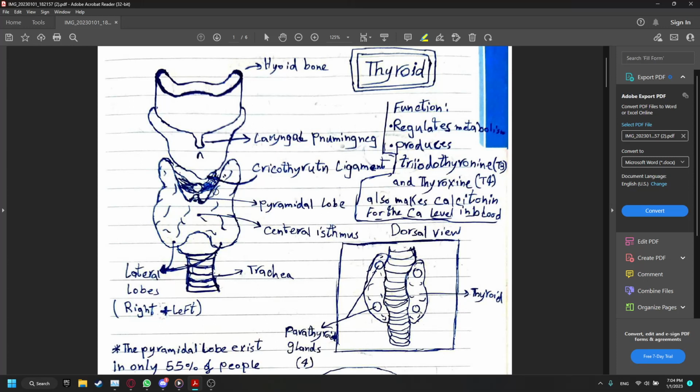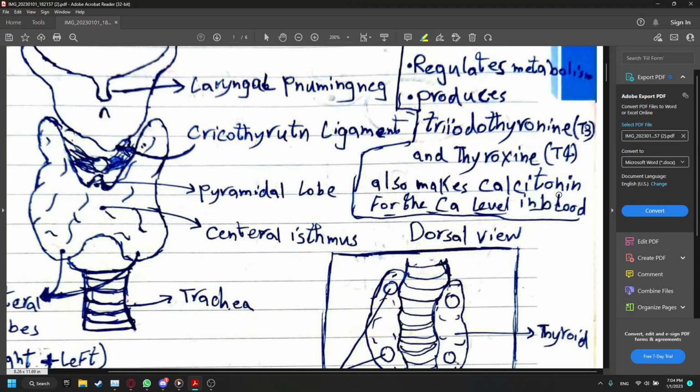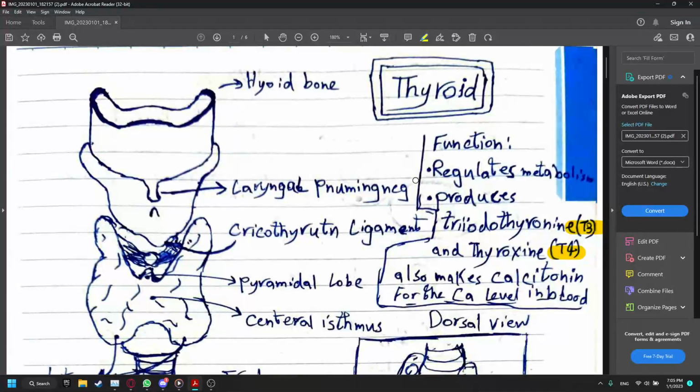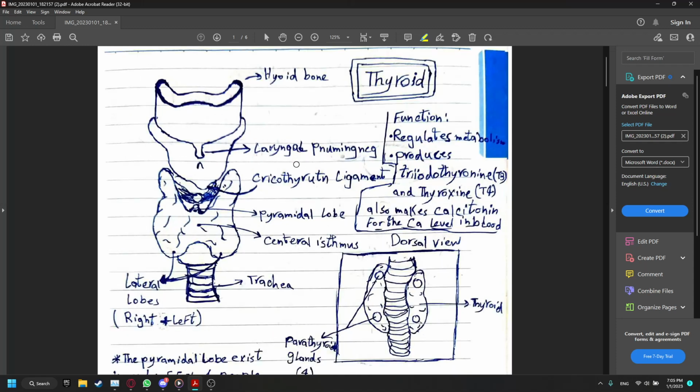The thyroid gland produces three types of hormones. So what are those hormones? Those hormones are thyroxine, which is T4, and triiodothyronine, which is T3 here. It also produces calcitonin, which is important for calcium. T4 and T3 are two important hormones for metabolism in the body, right? They help the body metabolize food and so on.